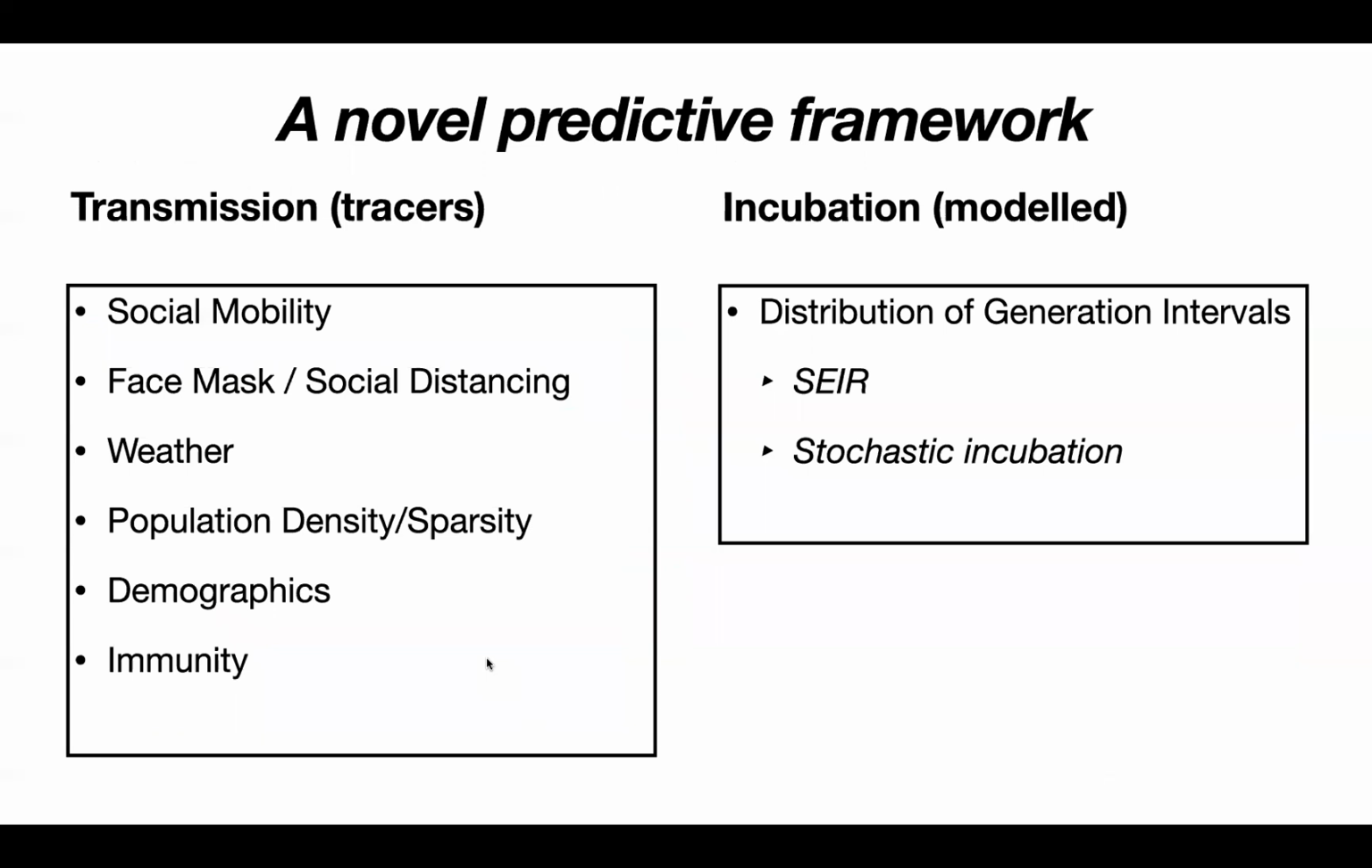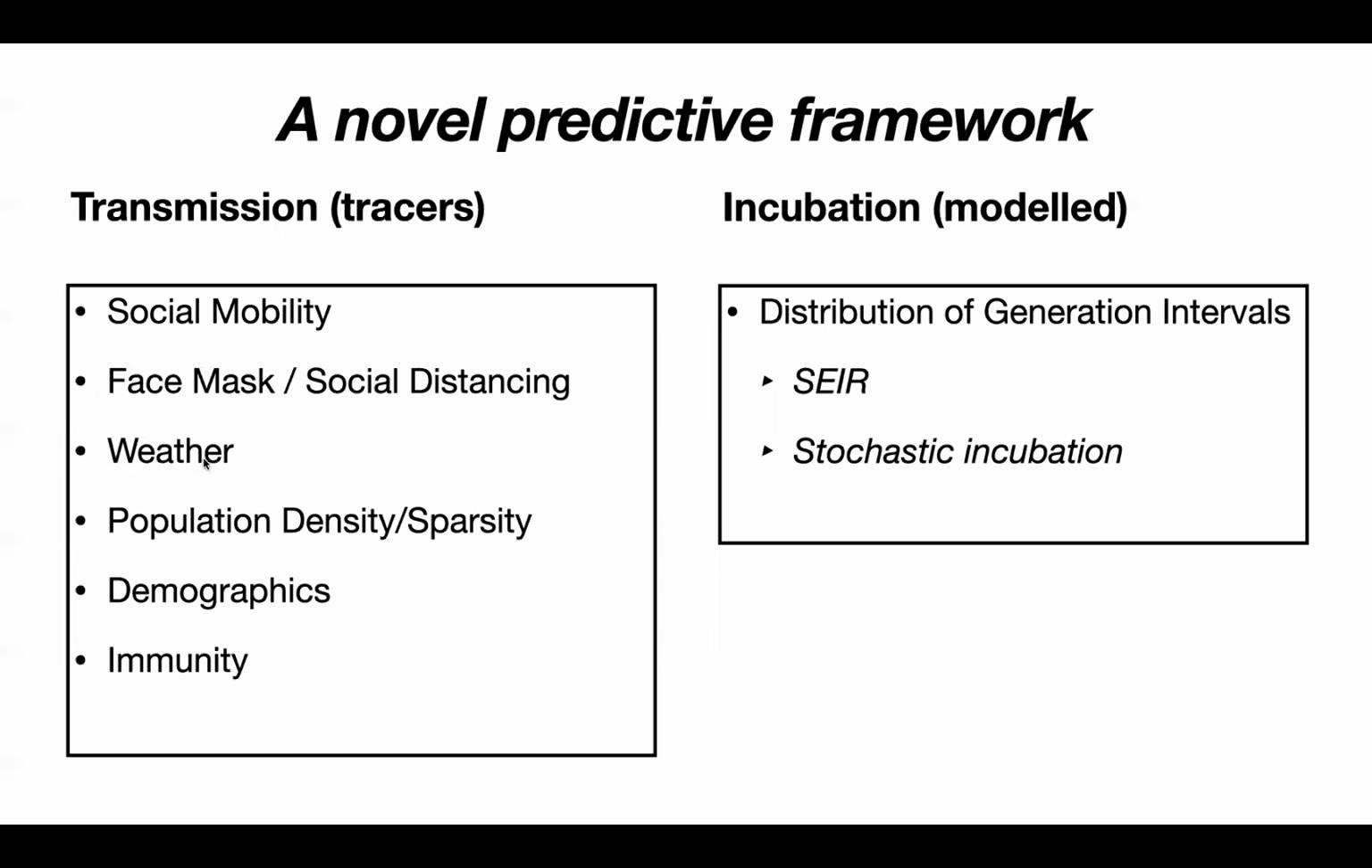We have a novel predictive framework that we've been working on and improving over time. On the left-hand side, we have things that are traced nowadays via various proxies. This is the novel thing that we're bringing into epidemiology thanks to novel technologies. We have social mobilities that are tracked by cell phones. We have traces of face mask use and social distancing, either via surveys or via internet searches.